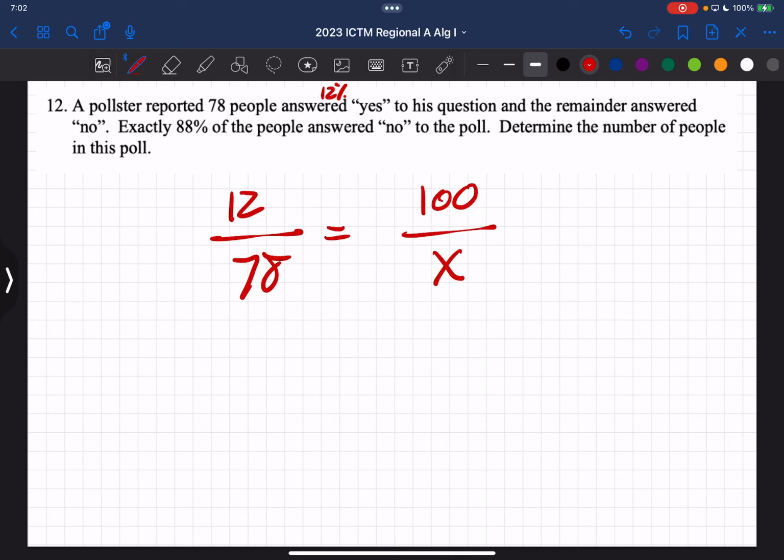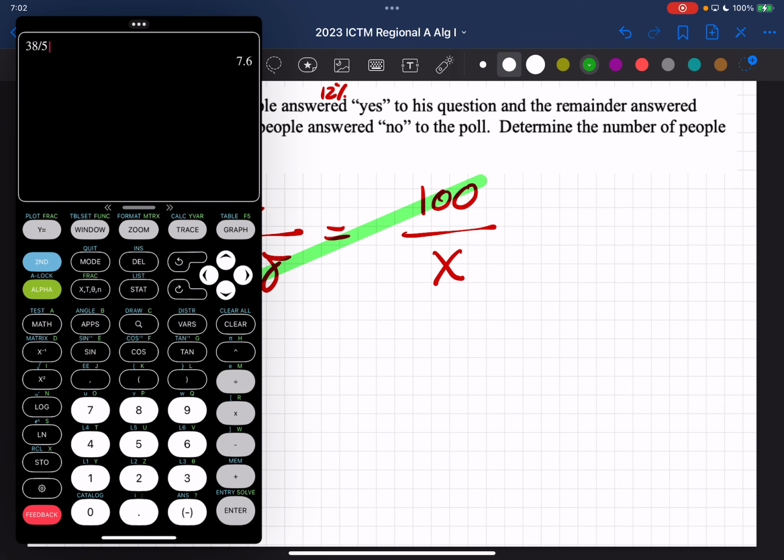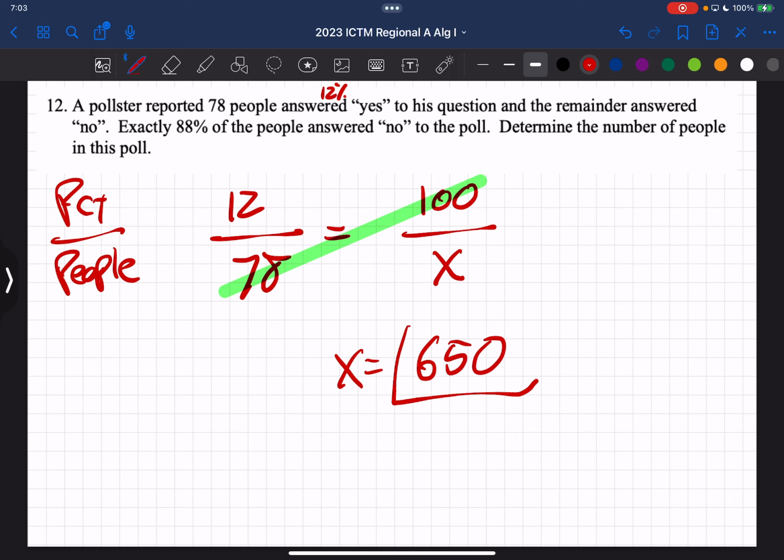So we can set up a proportion like this, where we have percent on top and people on the bottom. So with a proportion, these two numbers we know, so we'll cross multiply these and divide by 12. So 78 times 100 divided by 12. And so x equals 650 people.